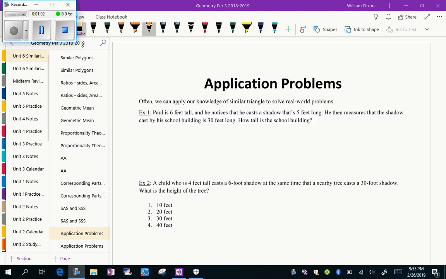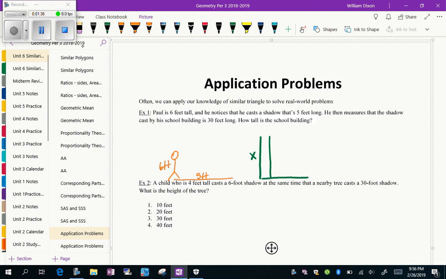First, let's draw Paul. So we have Paul here, and he's 6 feet tall. And his shadow is 5 feet long. Okay, and we have the school building. The school building is x, because that's what we want to know, and it has a shadow of 30 feet long.